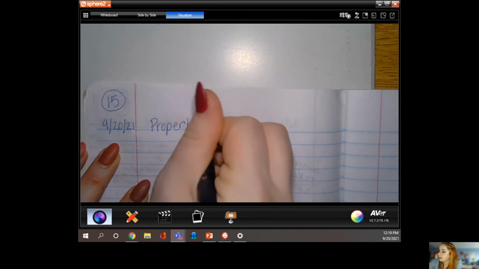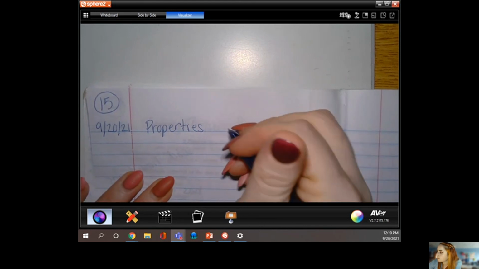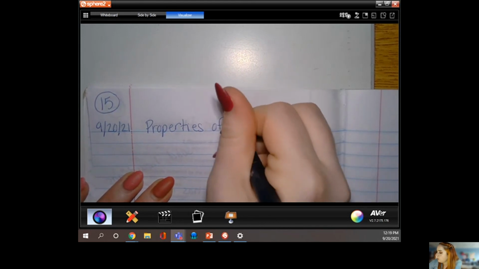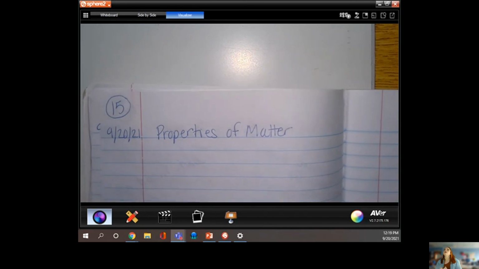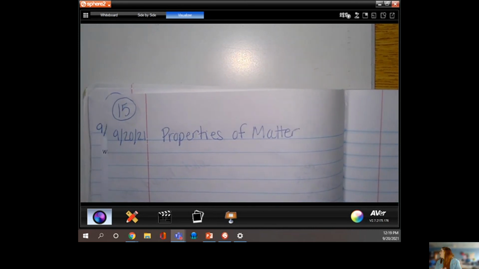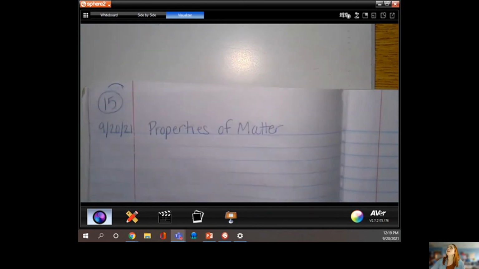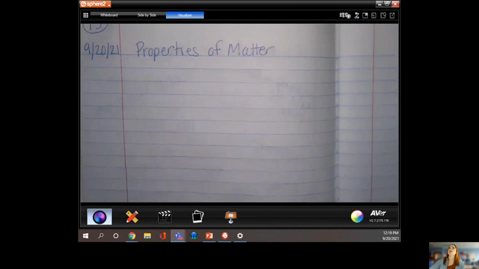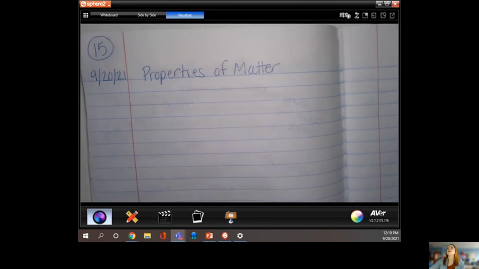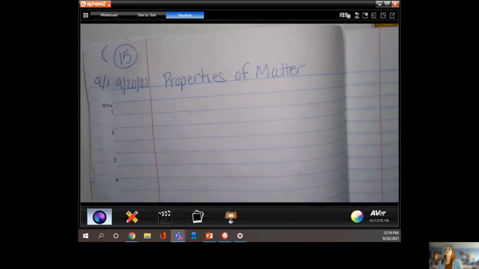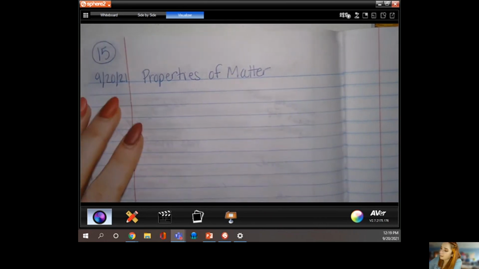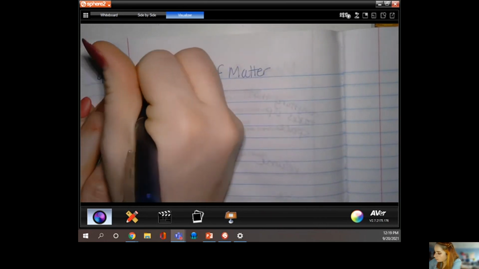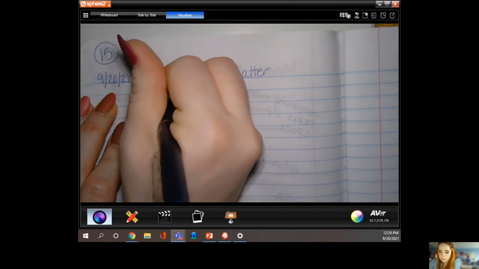Your notes packet goes directly into the clear sleeve in your binder so that you always have it with you. I had so many parents tell me, my student does not have their notes packet. They don't even know what that is. That's crazy to me considering we write on our notes packet almost every day. I don't have mine.